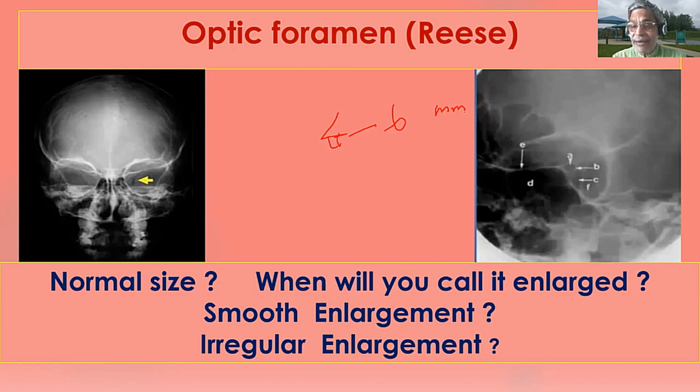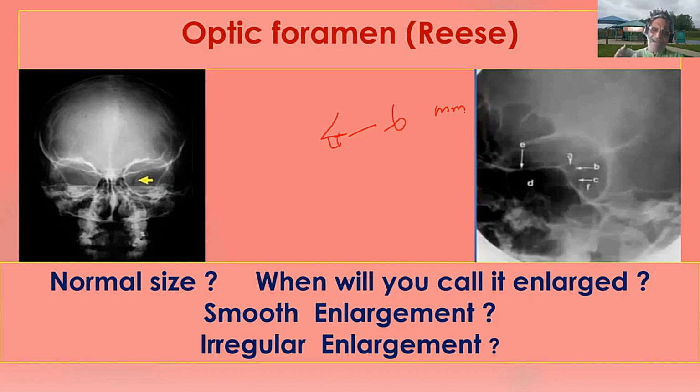Then what about the irregular enlargement? Classical meningiomas, optic nerve sheath meningiomas. When they go backwards, they can produce hyperostosis, which can result in irregular enlargement. Never forget these points. They are exam questions again.